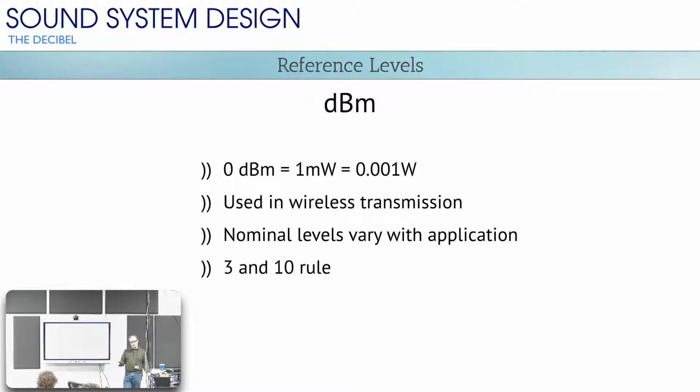Because this is power, watts is power, this follows the 3 and 10 rule. So you double the power in milliwatts or watts or whatever, you will get a 3 dB increase. Multiply that power by 10, you get a 10 dB increase. So dBm follows that rule. You might see this if you look at specifications for your wireless mic transmissions. You might see this thing will put out a certain number of dBm, and that'll mean an actual amount of watts of RF power.